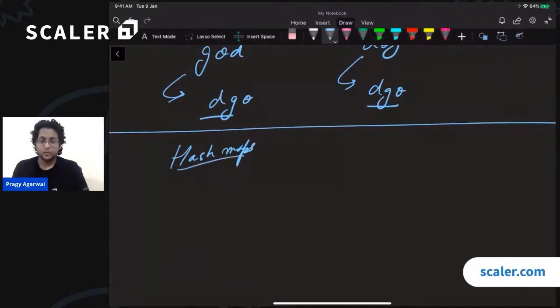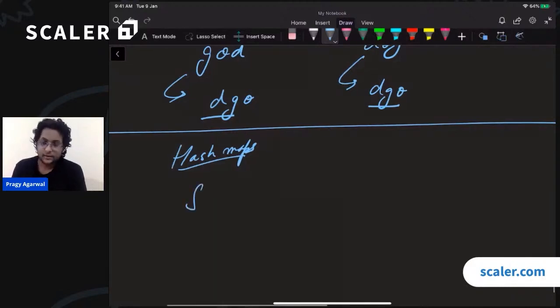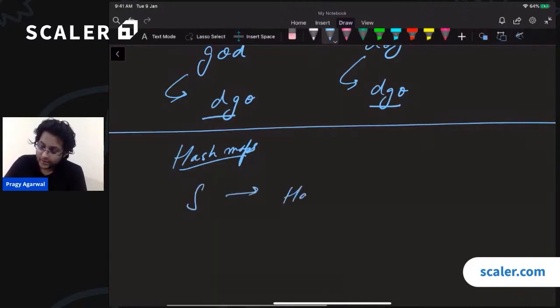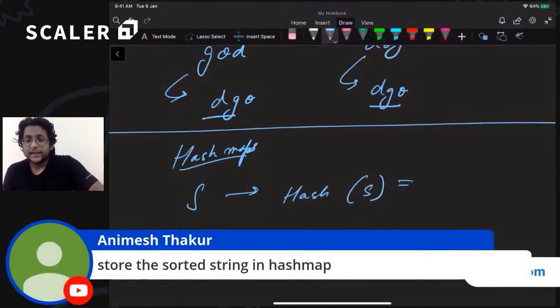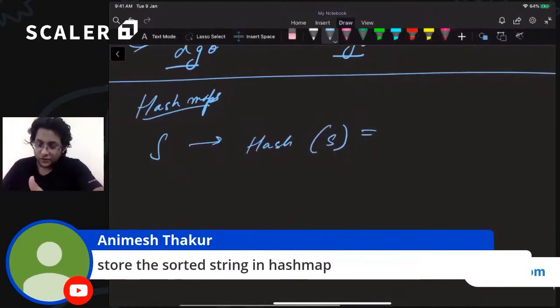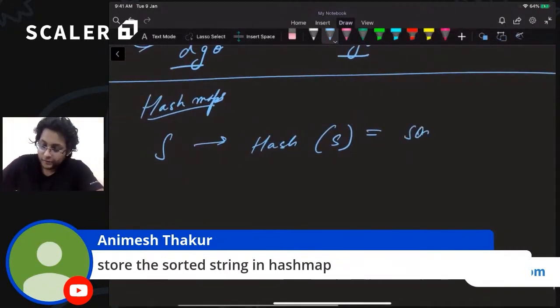So how should we hash the values? What should the hash function be? Suppose that I have this string s, then what should the hash of s look like? What hash function would I like to come up with, so that if I do hash by chaining, then automatically I get my answer? Yes, so Animesh has the right idea over here. Animesh says that let us store the sorted string in the hash map. So basically, given a string s, the hash of s will be the sorted representation of s.